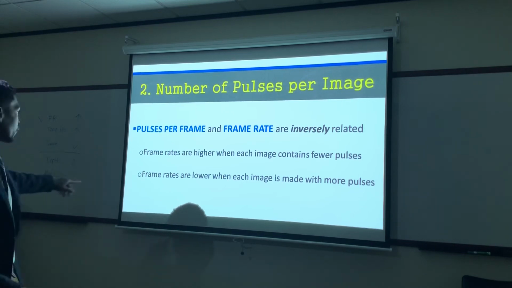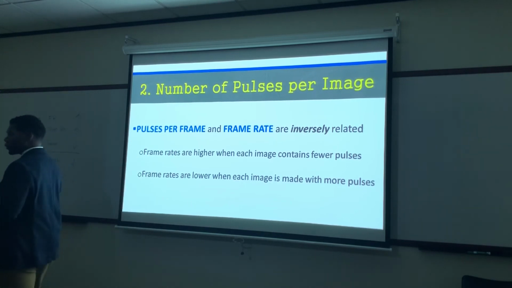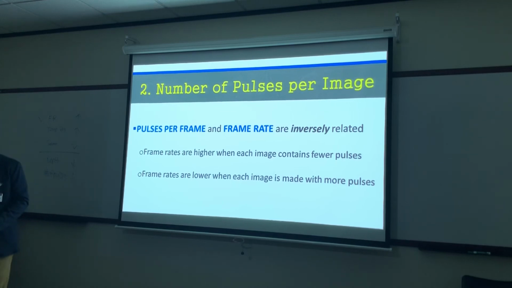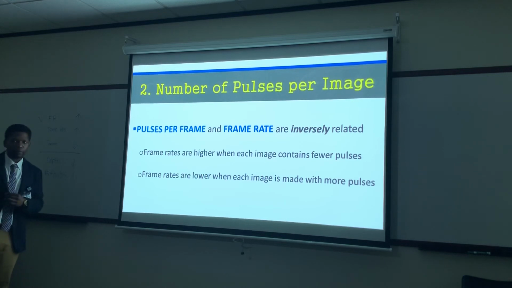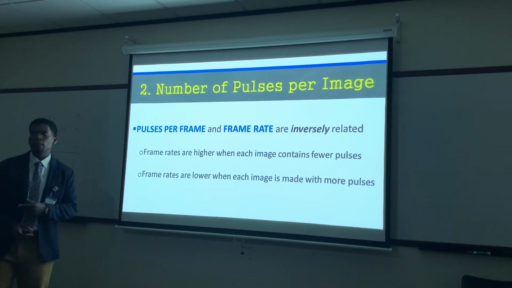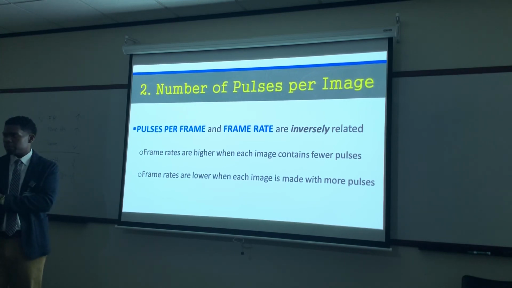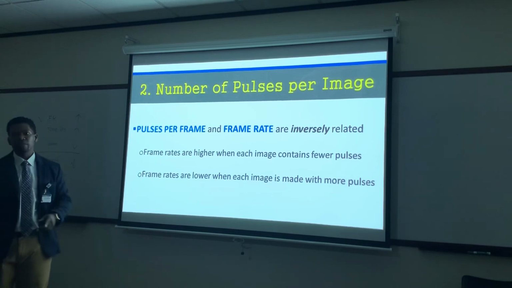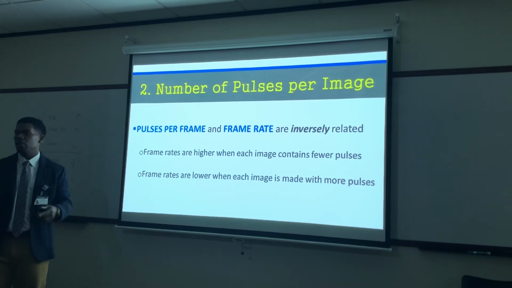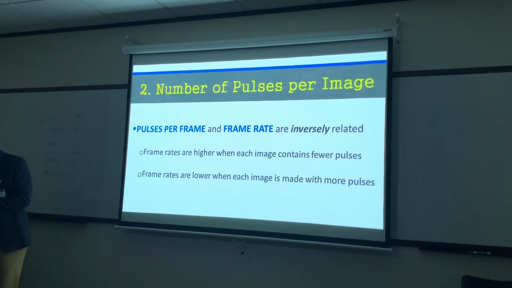Remember I said both of our sonographer control settings are inversely related to frame rate. Pulses per frame and frame rate are inversely related. If I have more pulses per frame, if I have to send out more information per image, then I'm not going to have great frame rates, because it's going to take a longer amount of time to create those images each second. Frame rates are higher when each image contains fewer pulses. Frame rates are lower when each image is made up of more pulses.